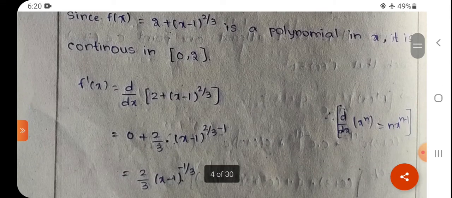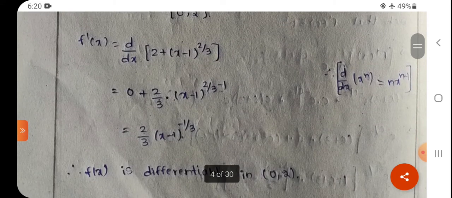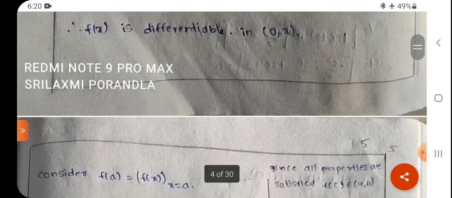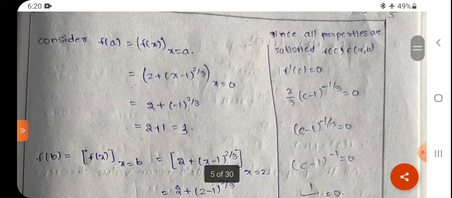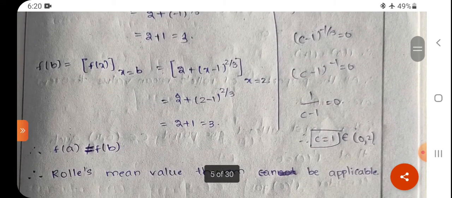So third bit in the first problem, a function is given. Again you are verifying just the 3 properties. All the properties are satisfied. Then you are calculating f dash of c equal to 0 and finally c equal to 1, that belongs to the open interval.